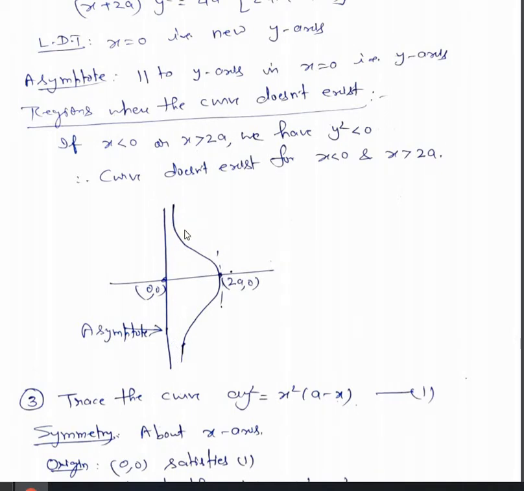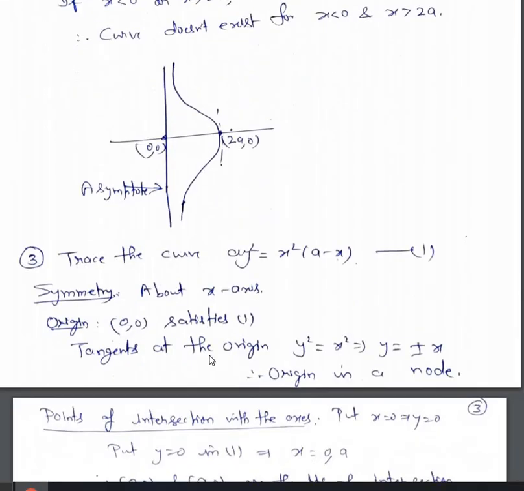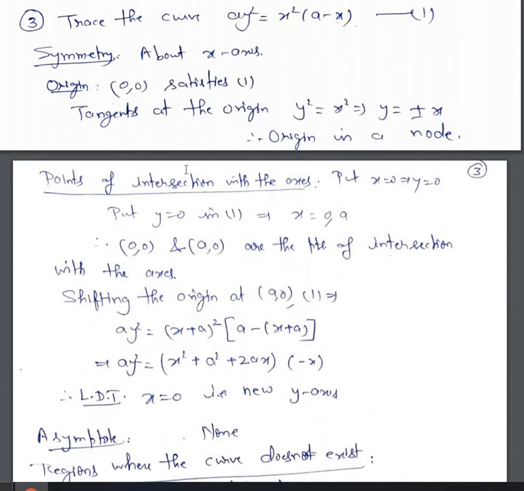Y-axis is the asymptote. So we draw the curve like this. Third example. Trace the curve ay square is equal to x square into a minus x. Now because we have got y square here, the curve is symmetric about x-axis. 0, 0 satisfies this equation.